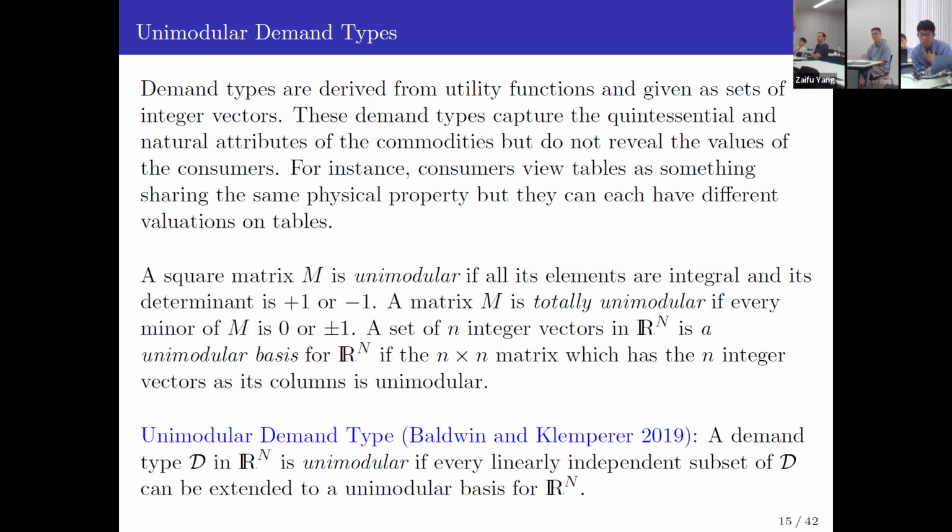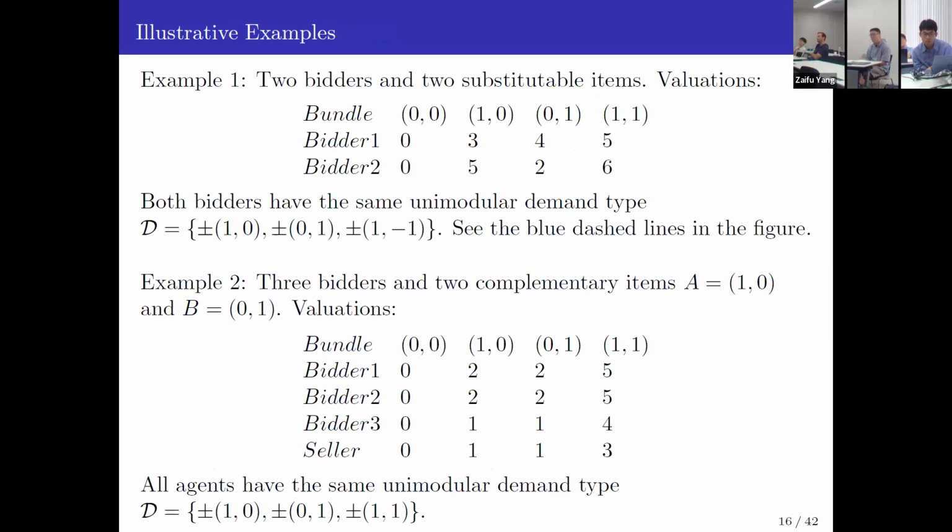So let's look at two simple examples. Then you might have a much better understanding of what demand types and unimodular demand types are. Here we have two atoms and two bidders. You see the first example. Both bidders regard both atoms as substitutes, and the values are different. However, both bidders will have the same demand type. This is actually a unimodular demand type.